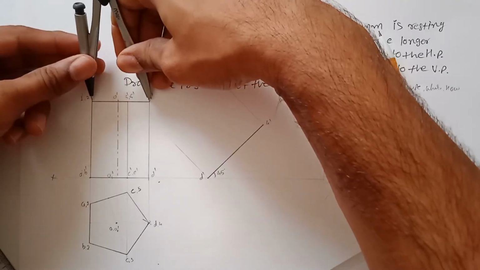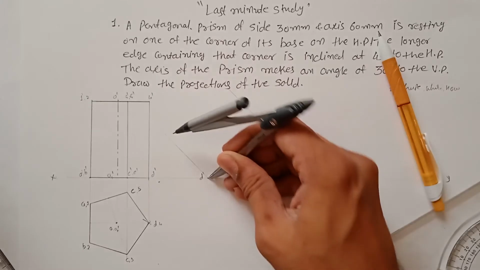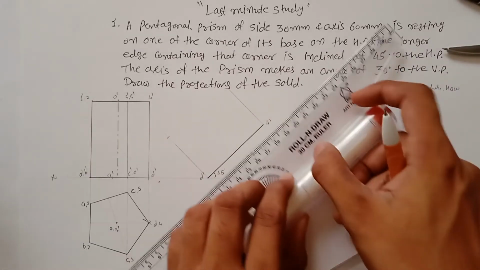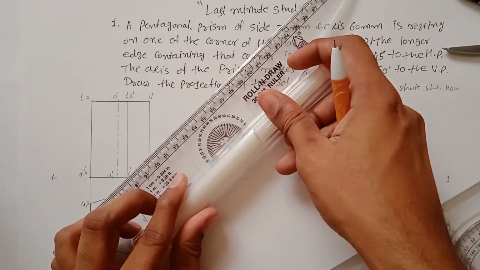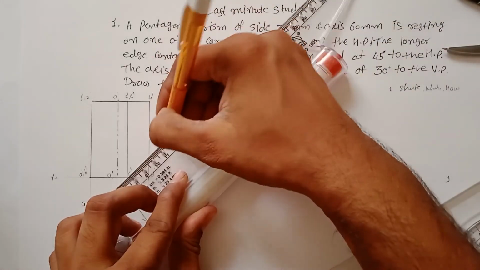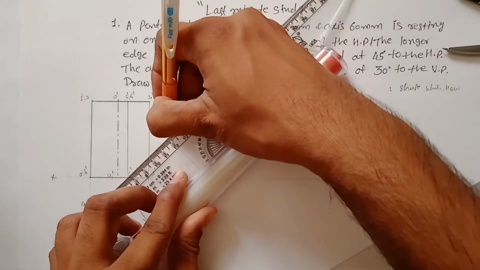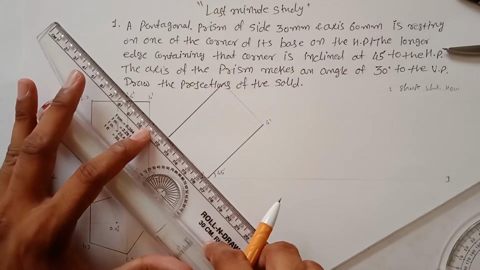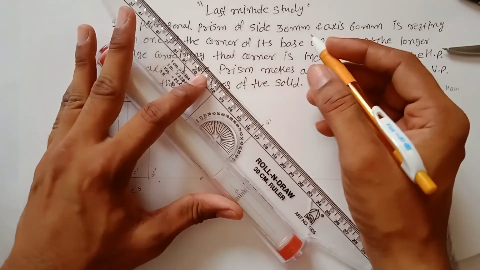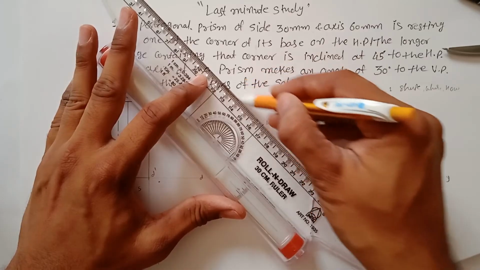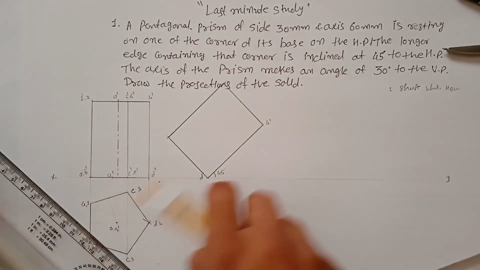Measure this distance because we need these sides over here and here. Complete your rectangle by thick lines. And you have to find out the axis and this edge also.